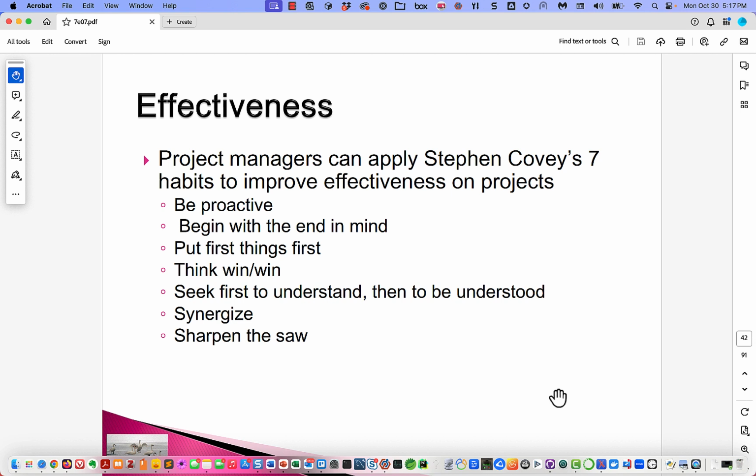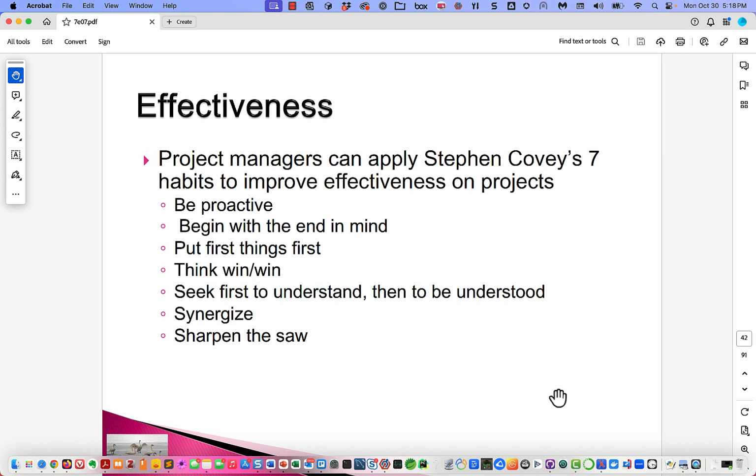So let's talk about effectiveness. Here's another researcher. I'm not sure that Covey is as much a researcher as kind of a soothsayer, but Stephen Covey wrote a book, or books I think, on 7 habits to improve effectiveness on projects. And he said, be proactive, begin with the end in mind, put first things first, think win-win, seek to understand, then to be understood, synergize, sharpen the saw.